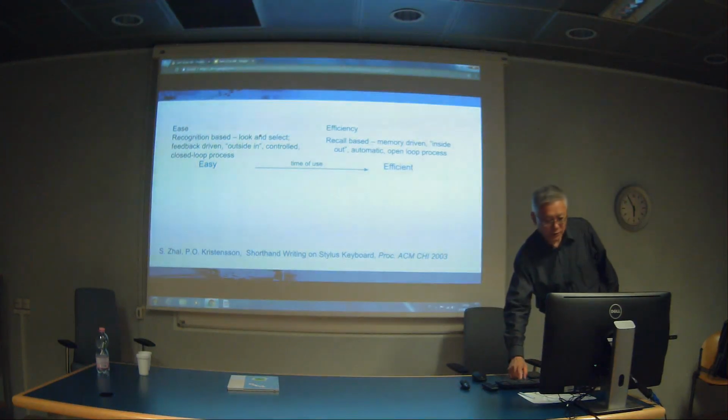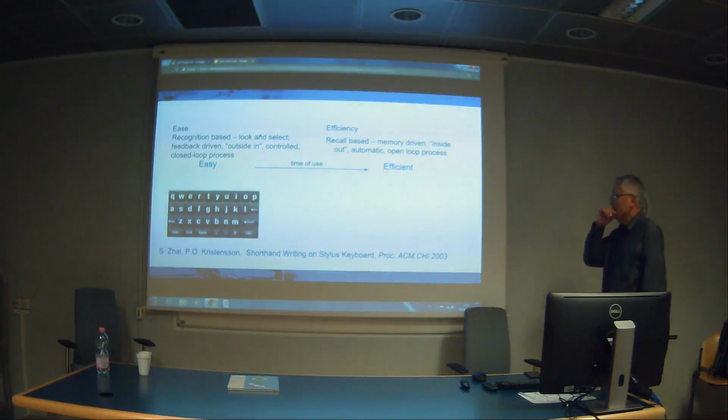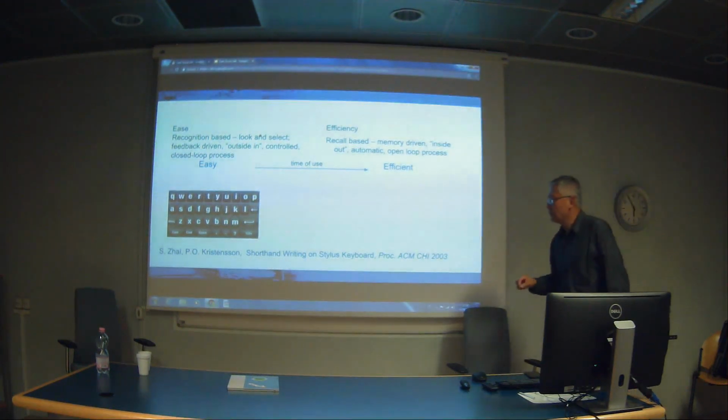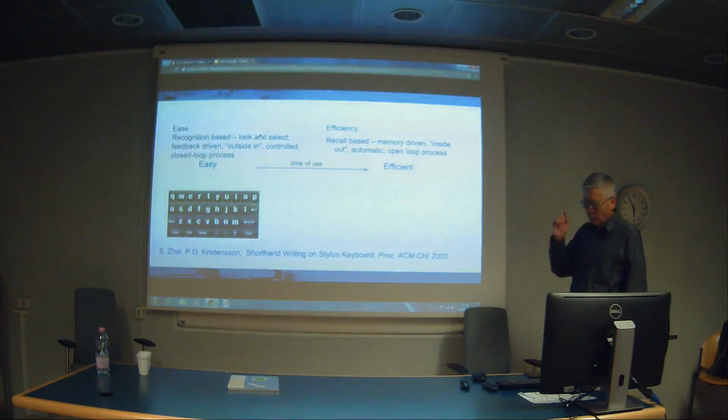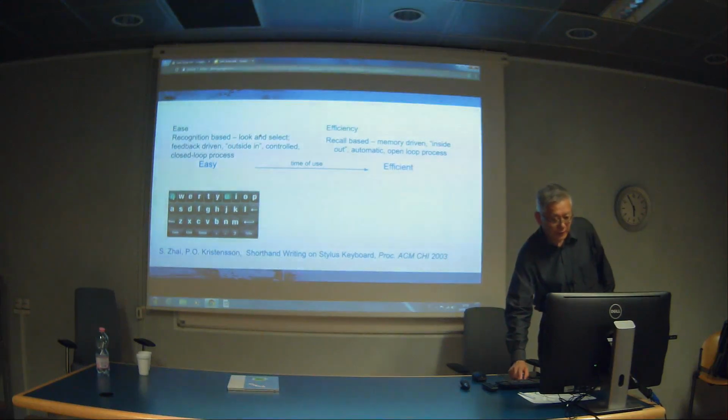Eventually, we called it shape writing. The idea is that, let's say, we have a QWERTY keyboard, and we start with pointing the word, let's say, quick. You type Q, I, U, C, K, roughly.